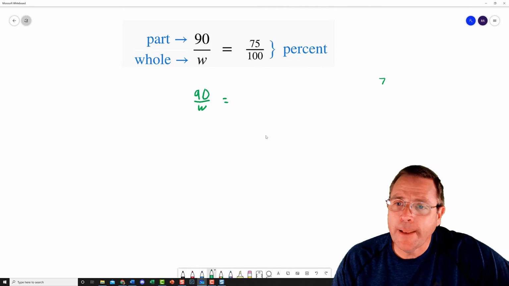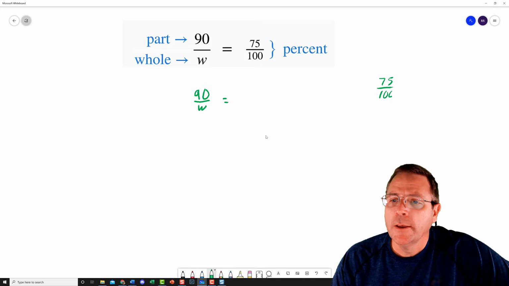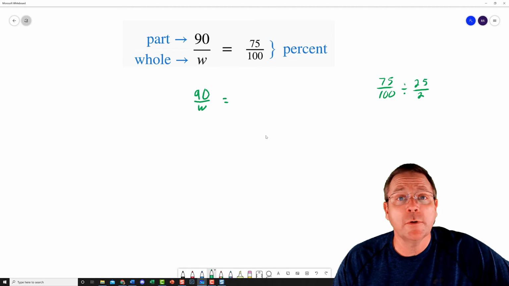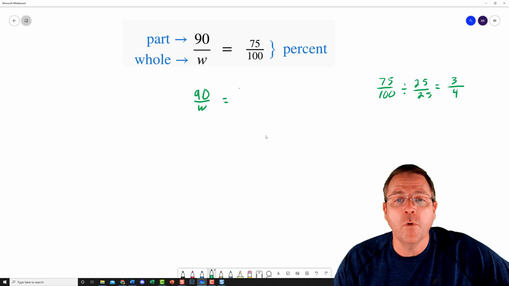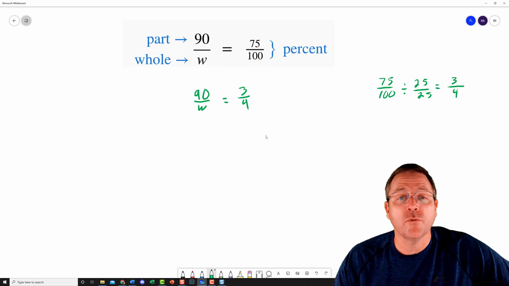Excuse me. And then they took the 75 over 100 and they divided it by the largest number that would divide into both of them, which is 25. 75 divided by 25 is 3. 100 divided by 25 is 4. And that is how they got to the 3/4.